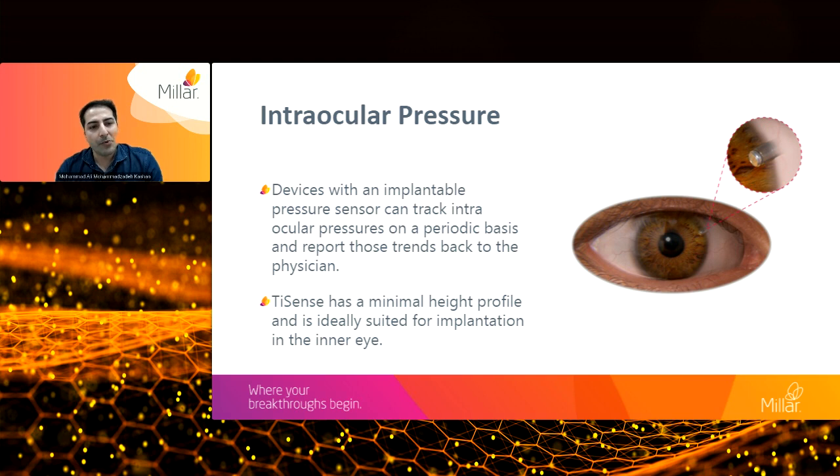For example, one of the most common eye diseases that could lead to blindness is glaucoma, which is often linked to high intraocular pressures. Tysons has a minimal height profile and is ideally suited for implantation in the inner eye. It is highly sensitive to small pressure changes and can easily be integrated into a hermetic implant that houses the necessary signal conditioning electronics. And now Valerie will walk us through the future of chronic disease management.